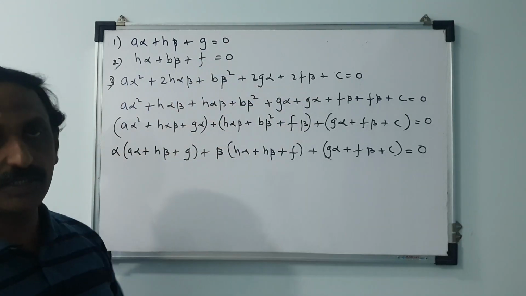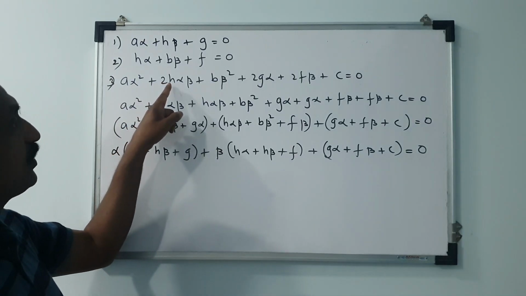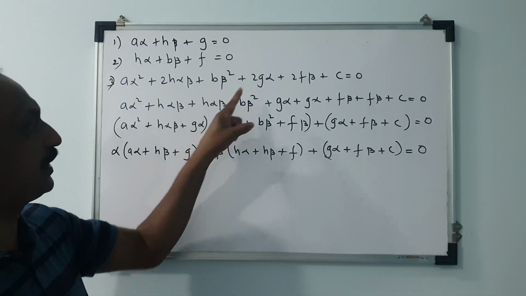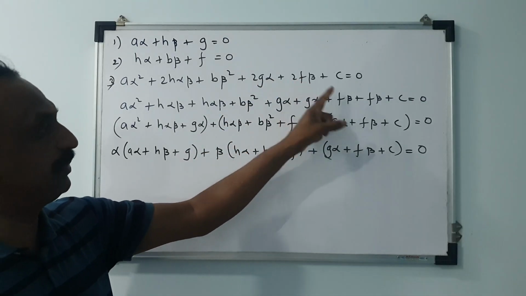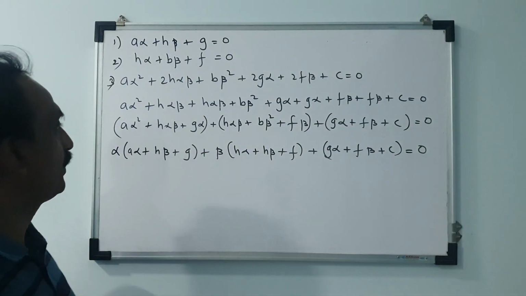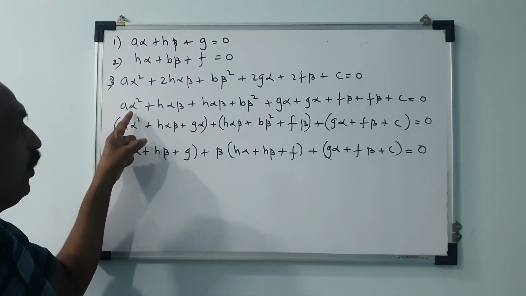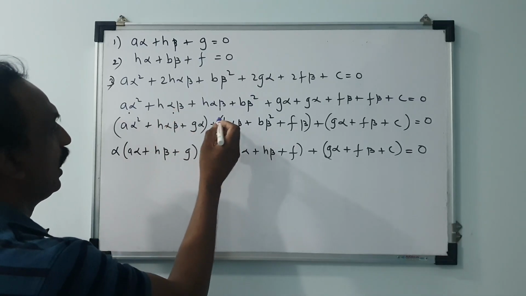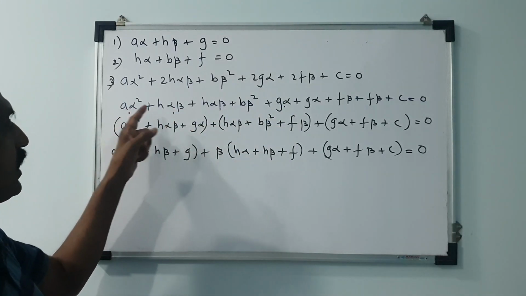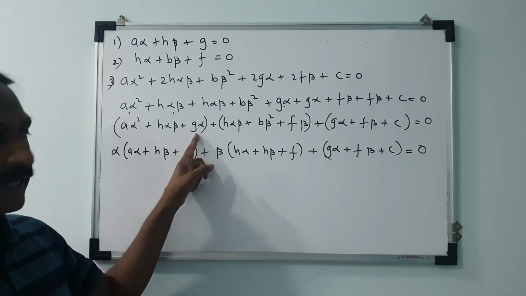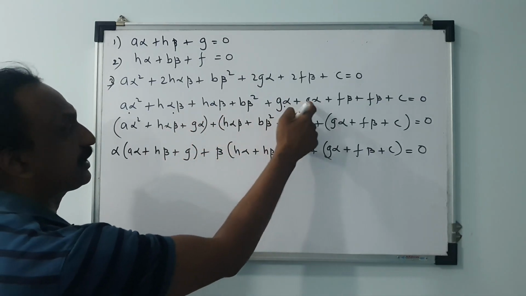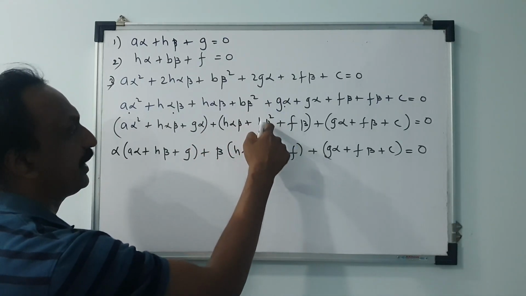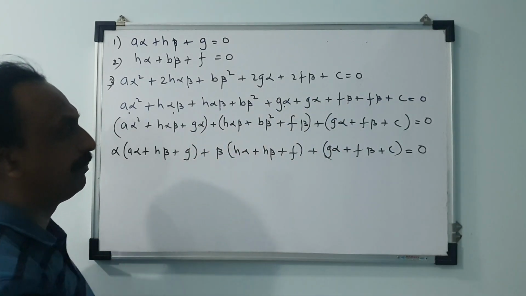Now this third condition, I am going to reduce it. What I have done is, wherever 2 is there, I split it: h alpha beta, h alpha beta, g alpha, g alpha, f beta, f beta. So I have split them so that I can combine all the terms with alpha. First this term, and g alpha. These three terms are combined together to give you the first bracket. Next three terms are combined together, h alpha beta, b beta square, and f beta.